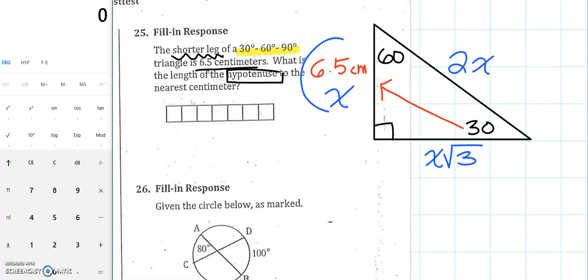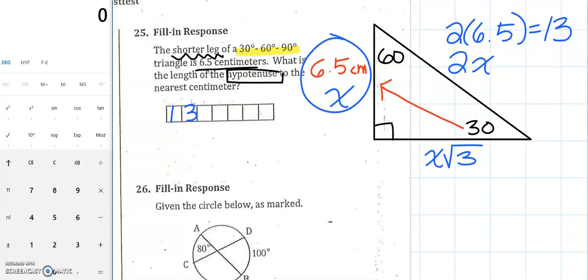Now, since I have X, I don't have to solve for X. It's really simple in this one. They gave me the side length. That's my starting side length. I need to just plug it into 2x. So 2 times 6.5 is going to give me my answer. So 2 times 6.5 is 13. So I'm going to put in that my length for the hypotenuse is 13. Let's move on to the next question.